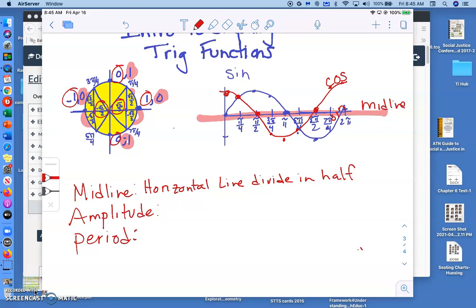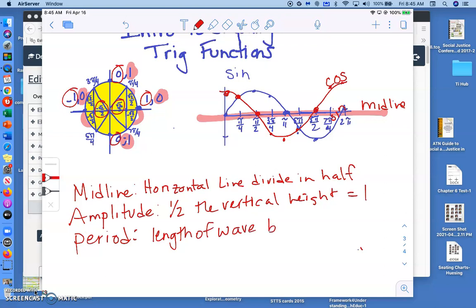Our amplitude is how high it goes from the midline. Or we could say it's half the vertical height. So, you know, this goes from -1 to +1. So that's a difference of 2. So our amplitude would be 1, or from the midline to the highest point. And our period is the length of a wave before it starts to repeat. And on both of these, the length of our wave would be 2 pi.